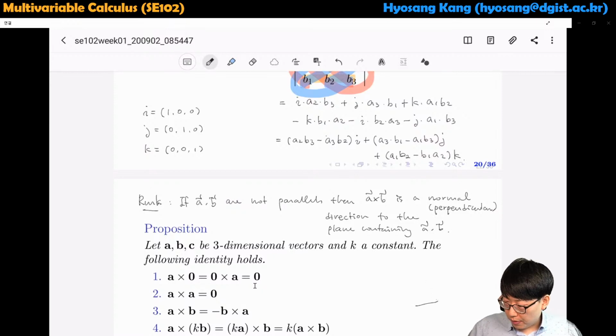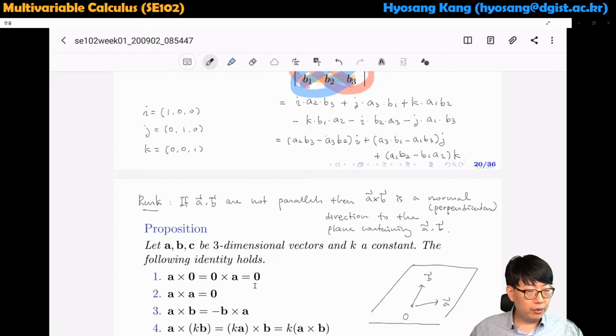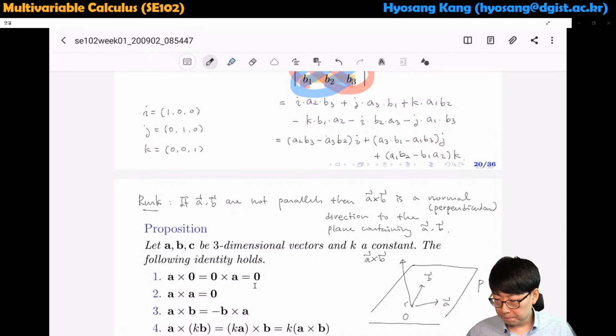Suppose you have vector A and vector B coming from the origin, and there should be some plane P containing both A and B. Then A times B is in the normal direction, the perpendicular direction to this plane P. I'm only talking about the direction of this cross product. I'm not saying that this cross product is always a normal vector. I'm just saying the direction is normal. Okay.